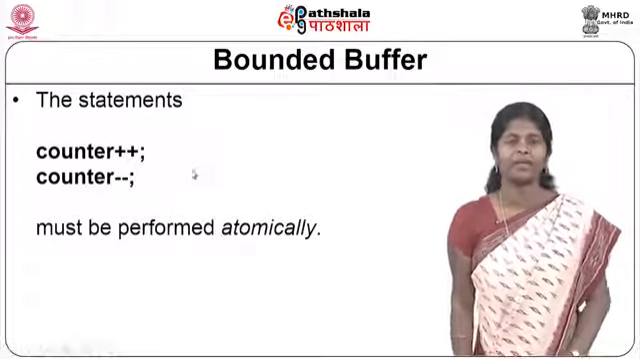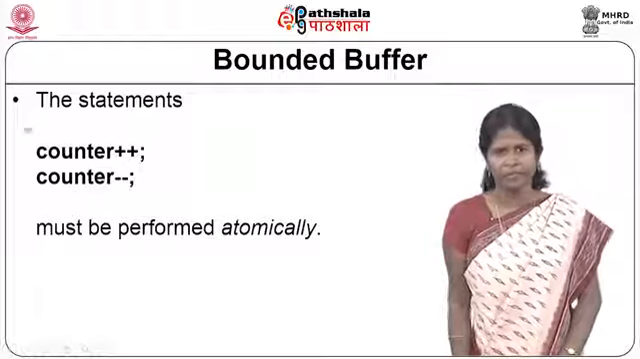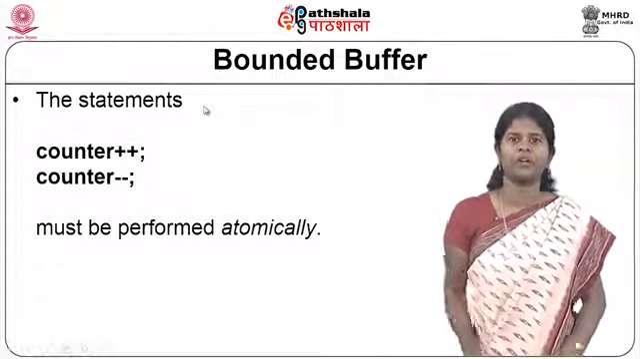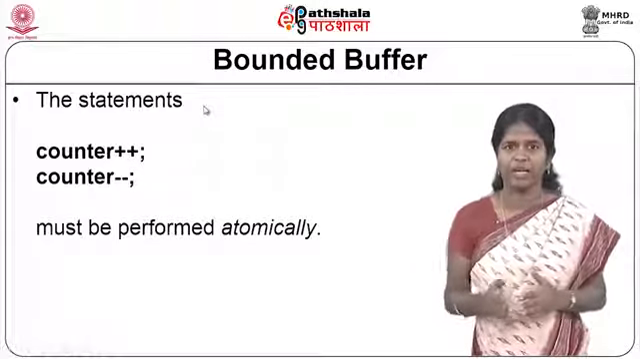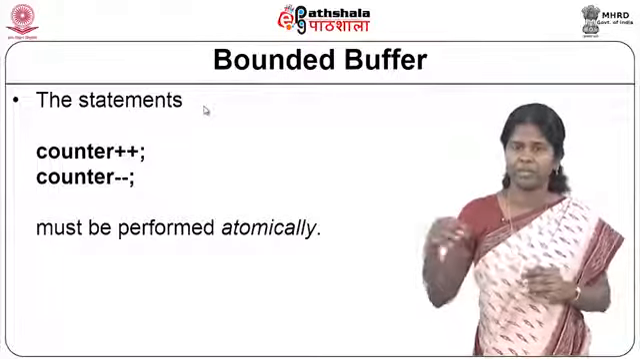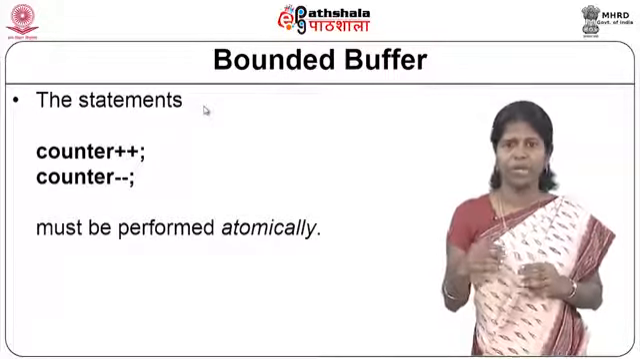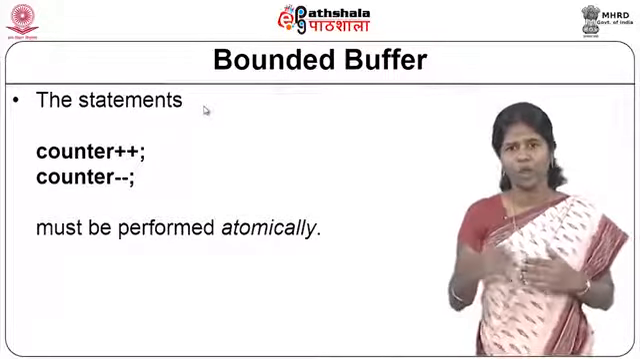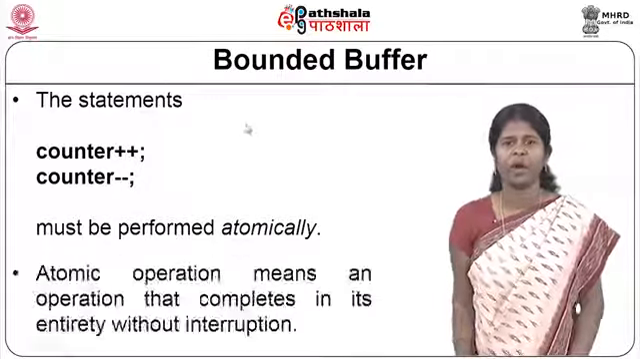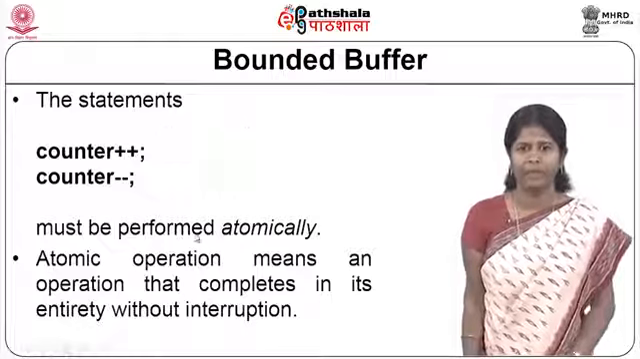What is meant by executing atomically? See, this counter plus plus that is being incremented by the producer should finish, and only then the counter minus minus that is decremented by the consumer should be executed. That is, there should not be any interleaving of instructions in between. We will see how interleaving can happen.